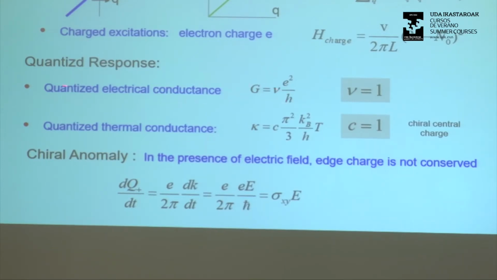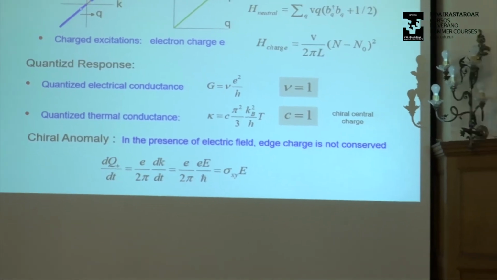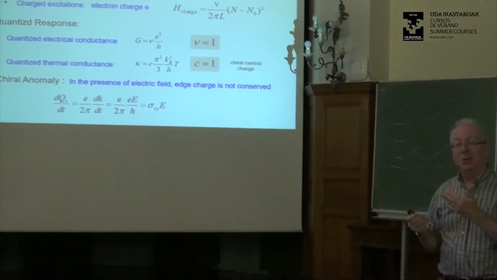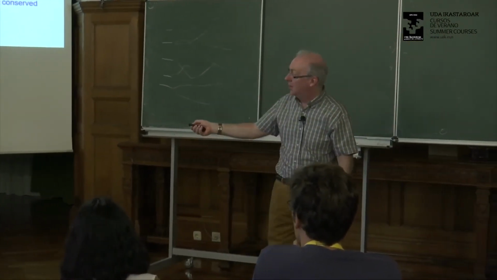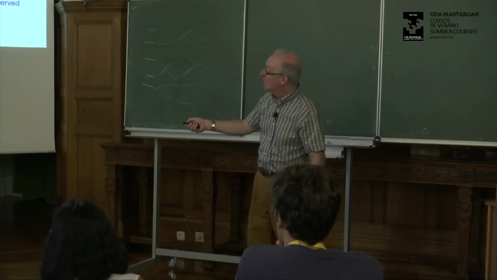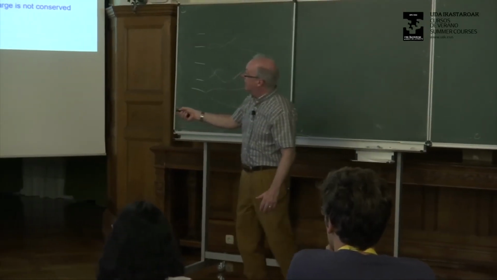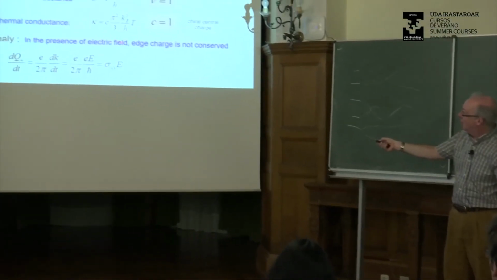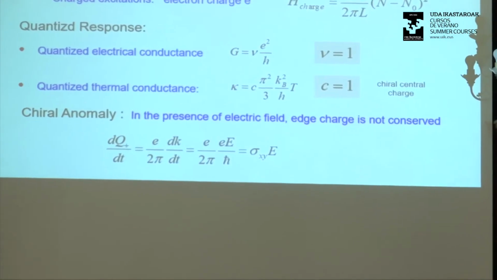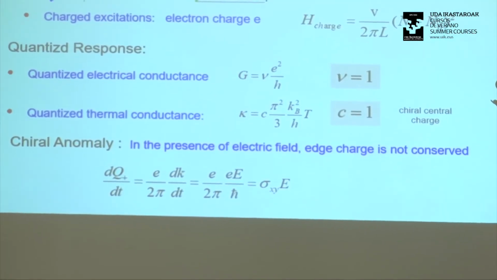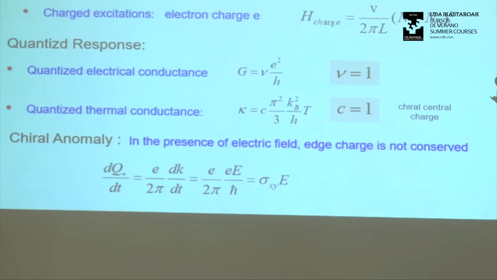And what this quantized electrical conductance reflects is the fact that these chiral edge states are impossible by themselves. Okay, and so it actually follows from what is called the chiral anomaly, which is related to the fact that in the presence of an electric field, the edge charge is not conserved. So that's another reason why you can't have these things by themselves. The reason the edge charge is not conserved is, imagine you have your one-dimensional edge, and you apply an electric field along the edge.